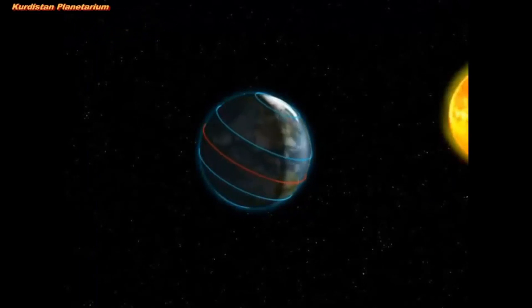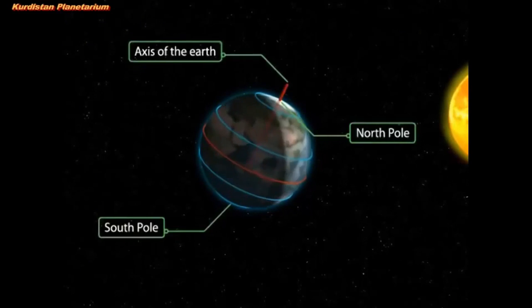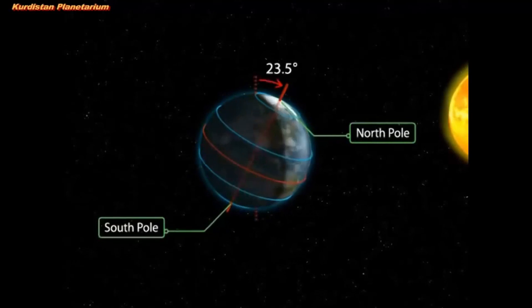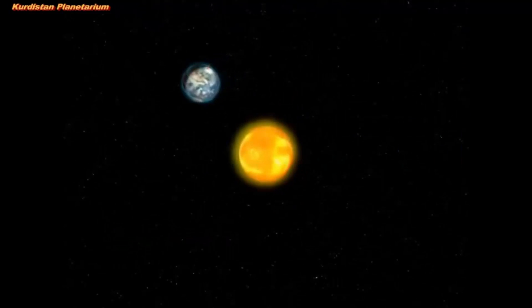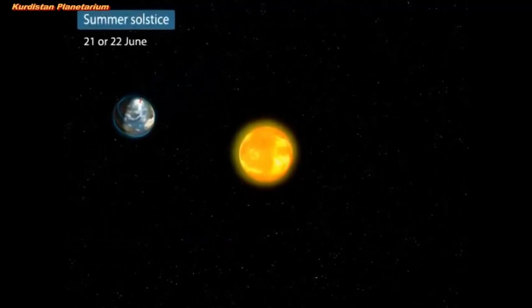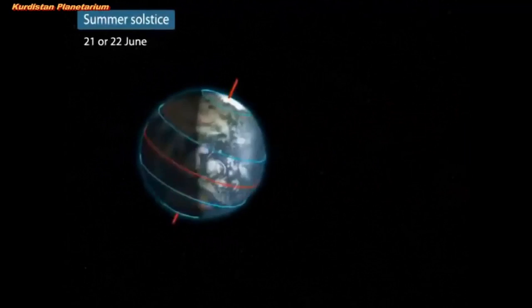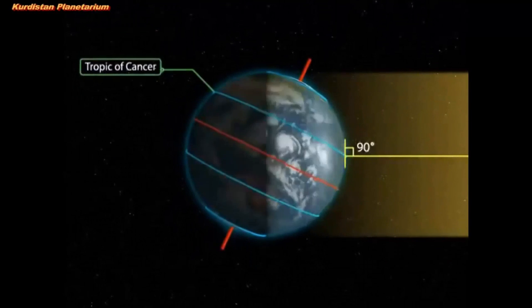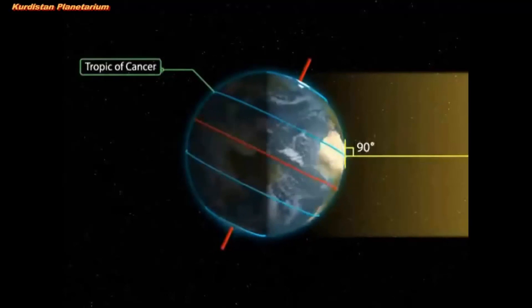The axis of the Earth is an imaginary line on which the Earth rotates. It links up the two poles. Both the axis and the Earth are tilted at an angle of 23.5 degrees during a revolution. Summer solstice. On the 21st or 22nd of June, the overhead sun is over the Tropic of Cancer.